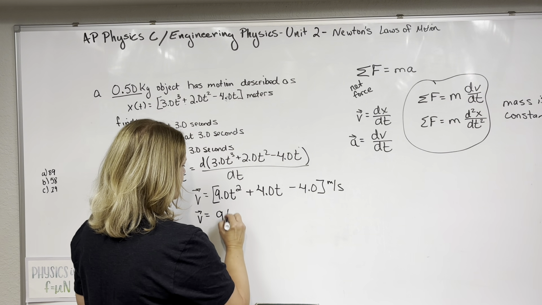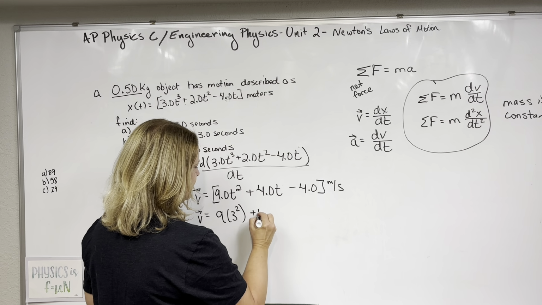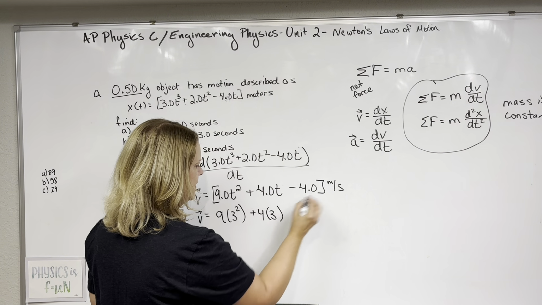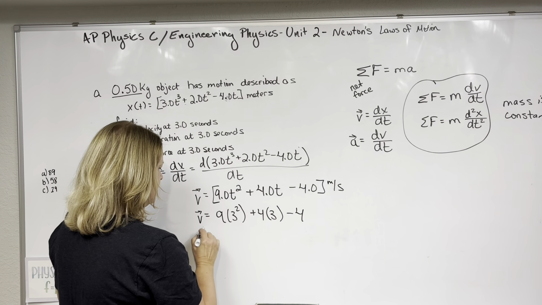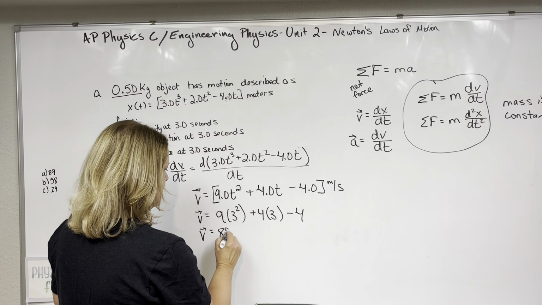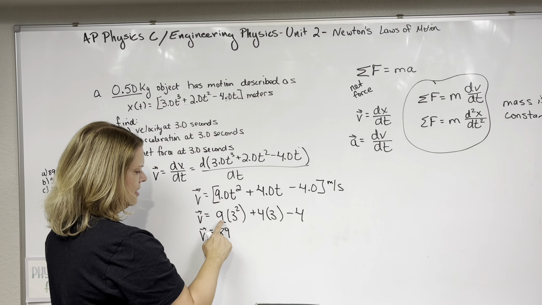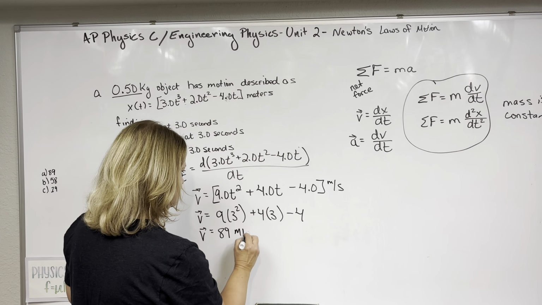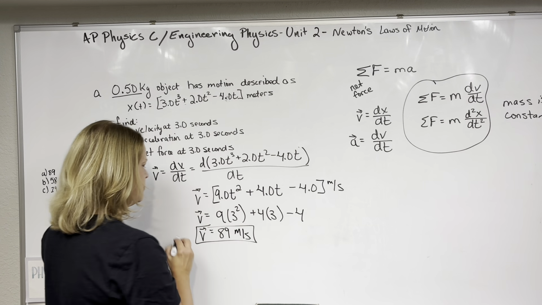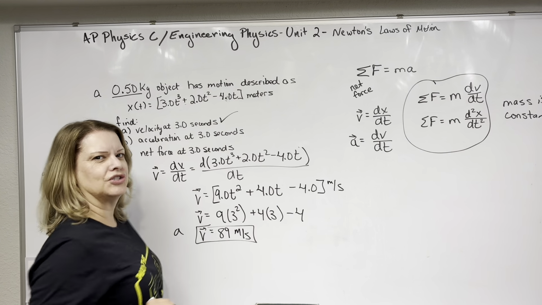All right, so now we have 3 squared plus 4 times 3. I'm going to drop that 0.0, but we know there's 2 sig figs there. So our velocity is going to be 89. 3 times 3 is 9 times 9 is 81, plus 12 minus 4 is 89 meters per second. And there's first, part A. Woohoo, check that off. I like checking things off.